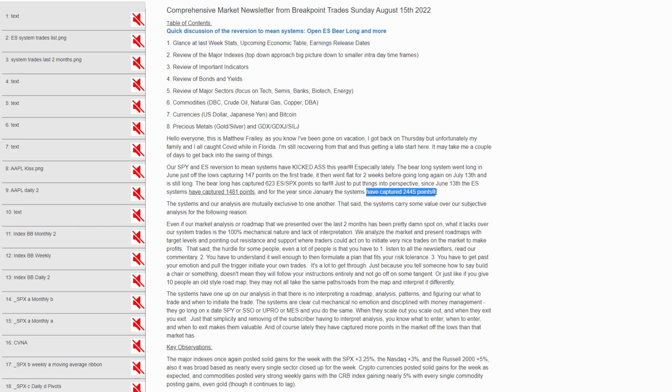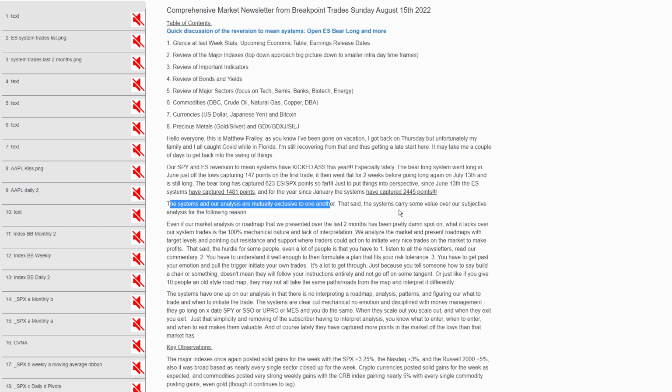Think about that, guys. 2,500 points. What ES trader wouldn't be astounded with catching that many ES points? That's 60% of the S&P value. All right. Again, the systems are mutually exclusive to one another.